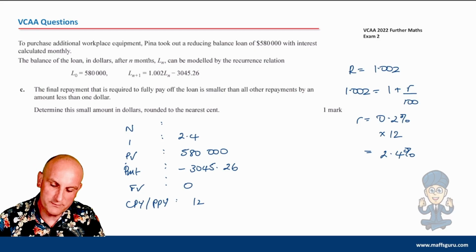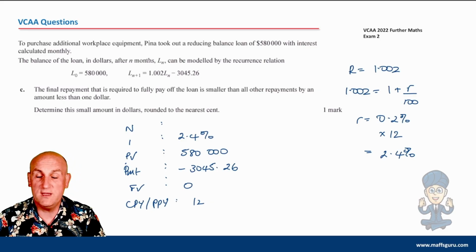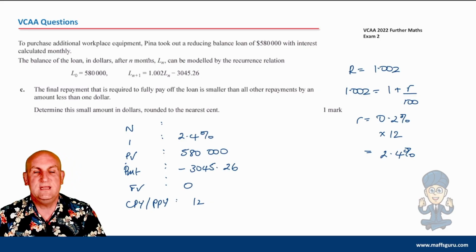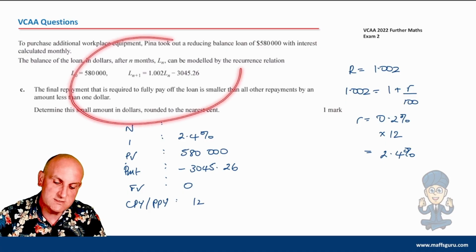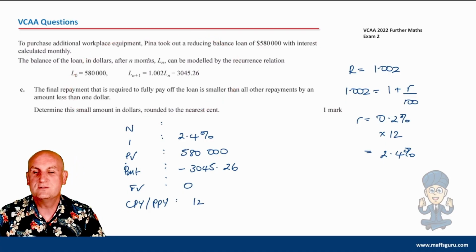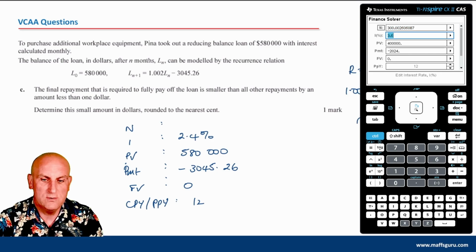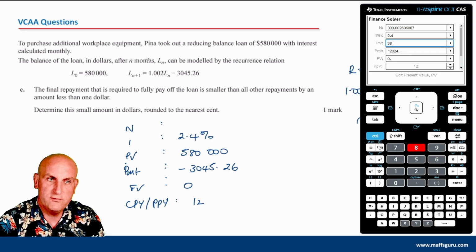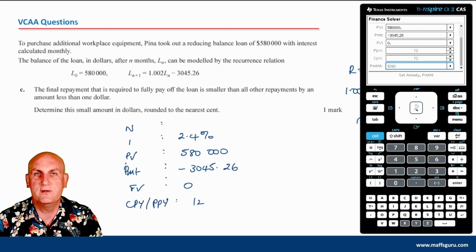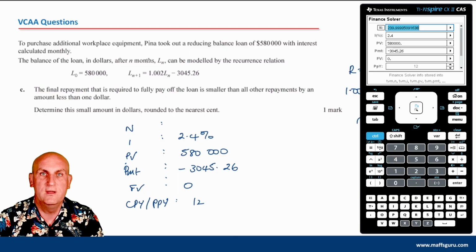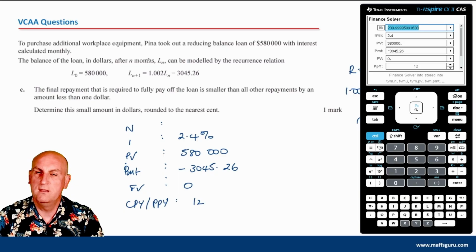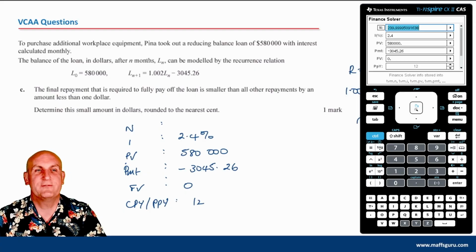So there's 2.4%. So what I'm now going to do is, firstly, I'm going to find the number of payments. That seems to be the only thing. Why? Because this question doesn't tell me how long the loan lasts for. So I've got to learn how long that loan actually lasts for. Right, so let's do tab. What have we got? 2.4, 580,123, minus 3045.26. Future value 0, compounds. Right, so first things first, I'm going to find out how many payments I will need to make. Well, we can clear the loan in 239.999999 payments, which just doesn't make sense.